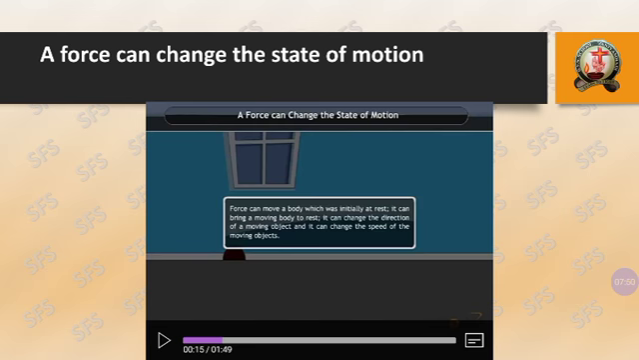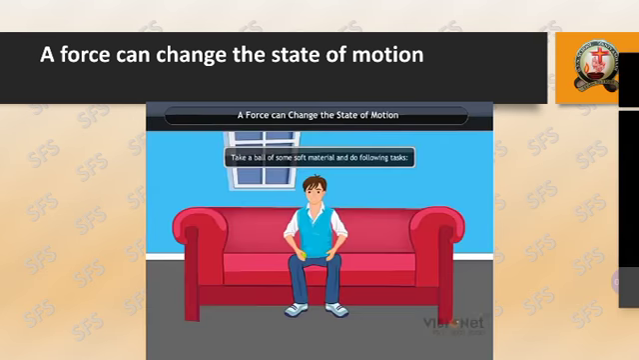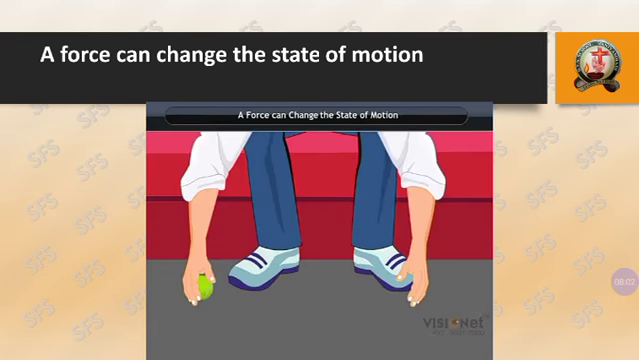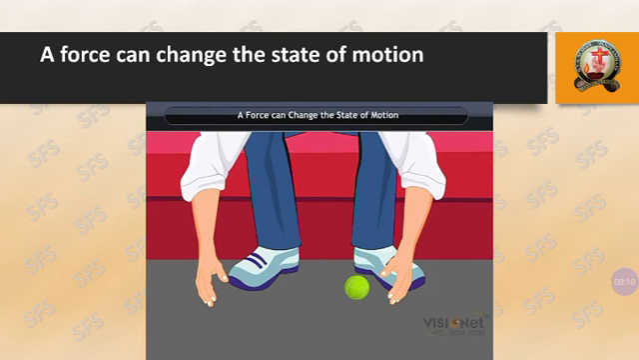So let's find out how we can do all this. Let us understand this from an example. Take a ball of some soft material and do the following tasks. Place the ball on the floor and give it a push. What do you observe? You observe that it starts moving. Now push the ball in the direction opposite to the ball. What will happen? It will stop.